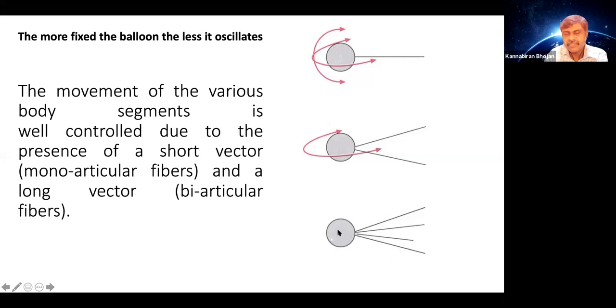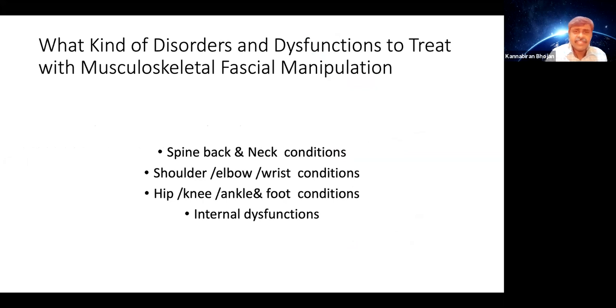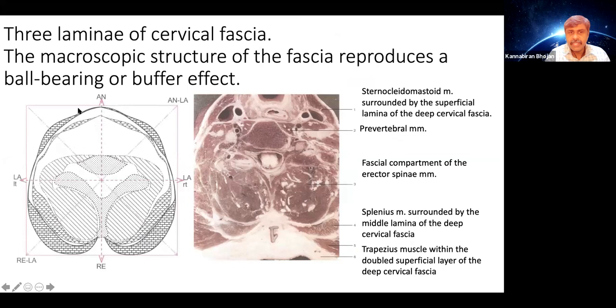So that is why we need to study about the centers of fusion and not stop with the centers of coordination. So what kind of conditions do we treat? All conditions: spine, back, neck, shoulder, elbow, wrist, hip, knee, ankle, and foot, and internal dysfunctions. Everything can be treated with fascial manipulation. So this is one example. This is just to discuss.